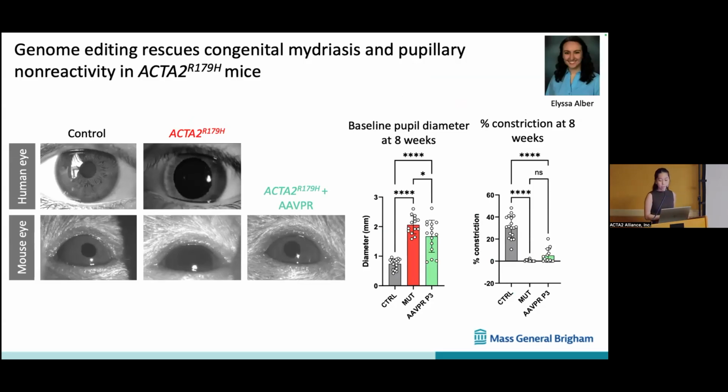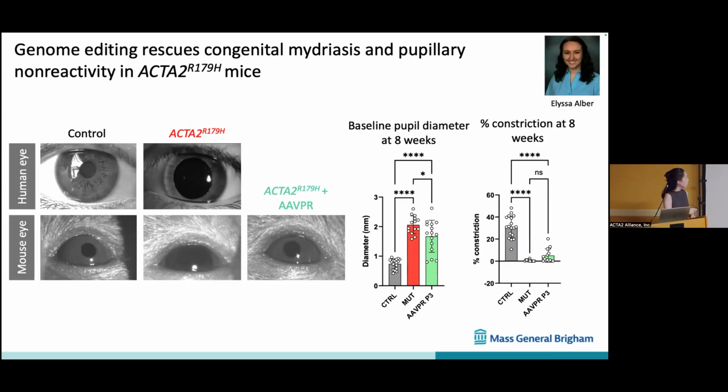Next, I'll move into the effects of genome editing in the eye specifically. So as we know, congenital mydriasis and pupillary non-reactivity are significant hallmarks of the disease. It's something that's present in 100% of our patients, and we see this phenotype very accurately recapitulated in our mouse model.